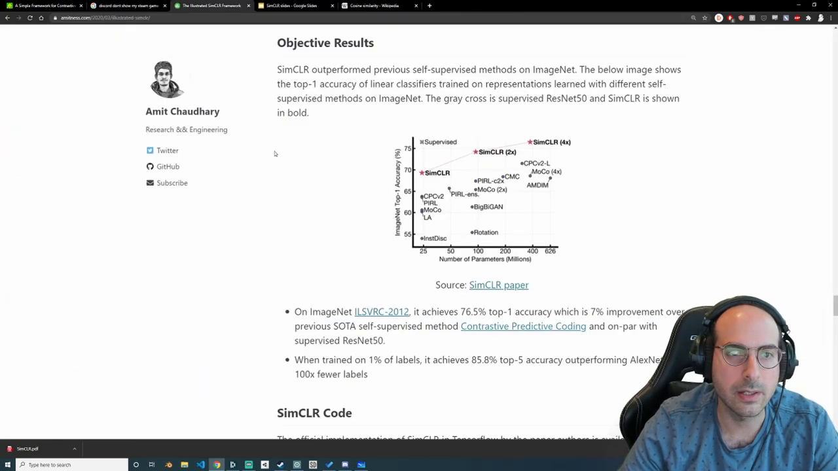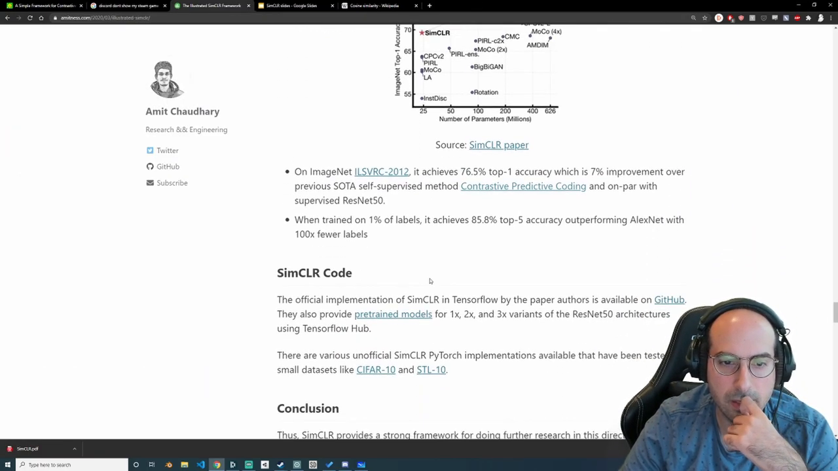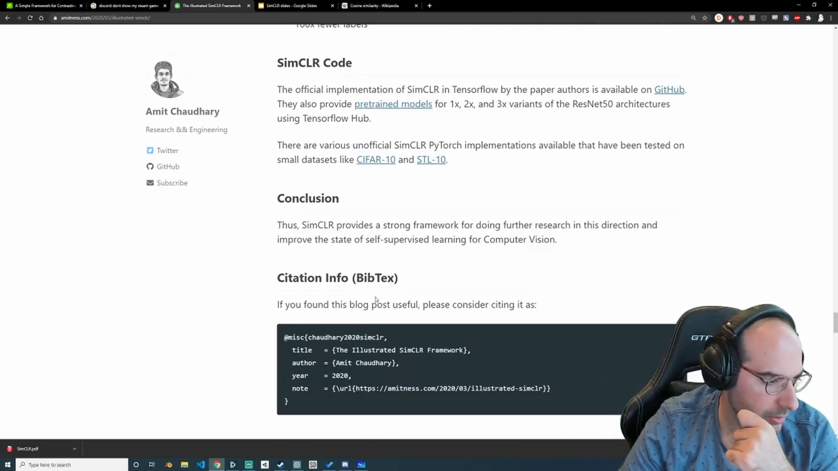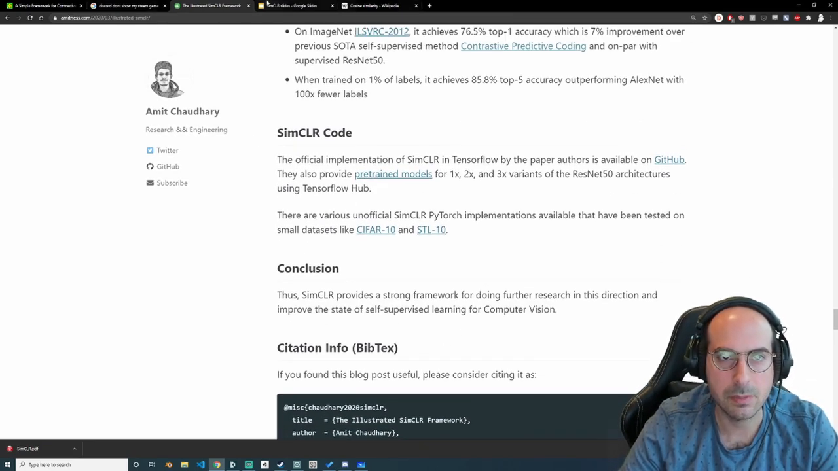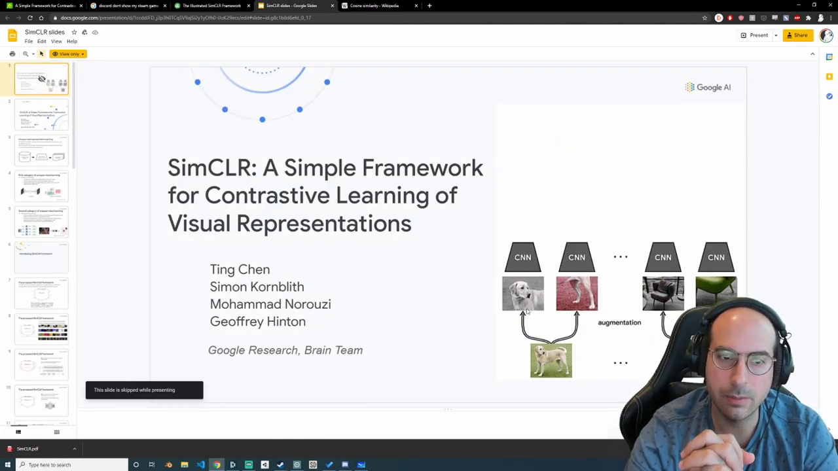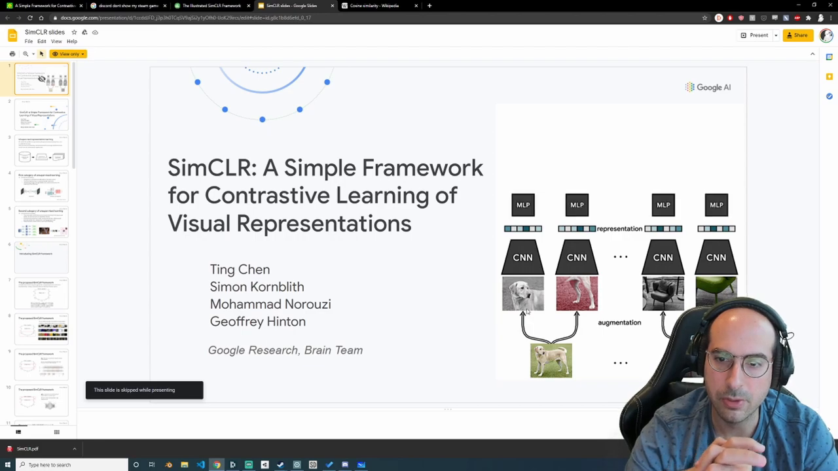Oh yeah, it does look like they're all contrastive methods. Interesting. Okay, and great. So then they end off by saying this looks promising. There's also this visualization here by some folks at Google that I like.